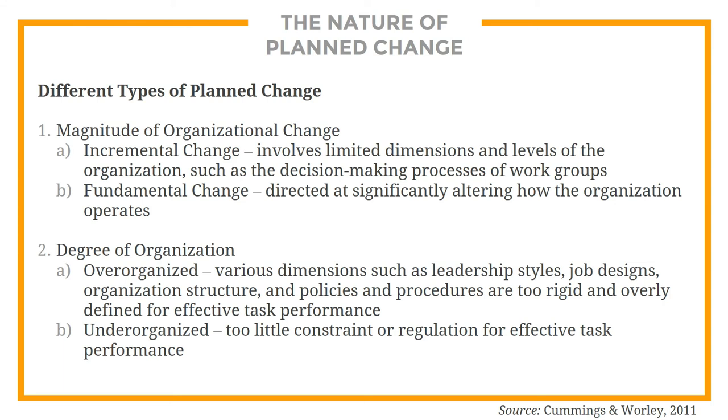So next is the degree of organization. So we have here over-organized and under-organized. When we speak of over-organized, various dimensions such as leadership styles, job designs, organization structure, and policies and procedures are too rigid and overly defined for effective task performance. Under-organized, we're talking about too little constraint or regulation for effective task performance.